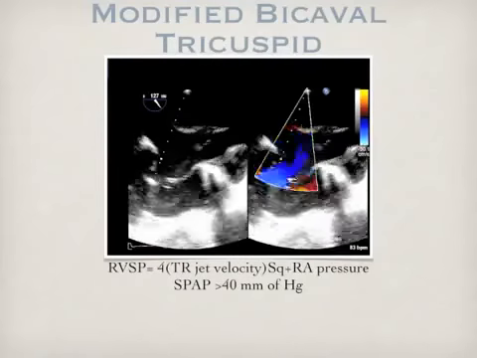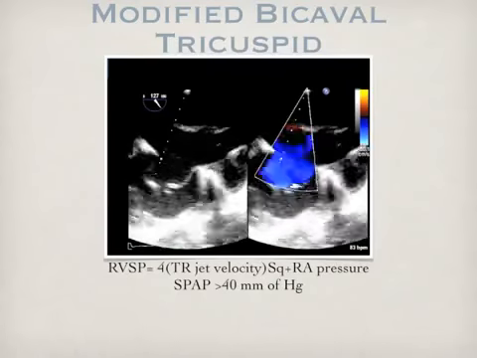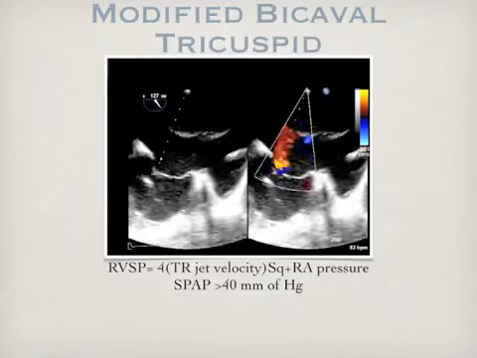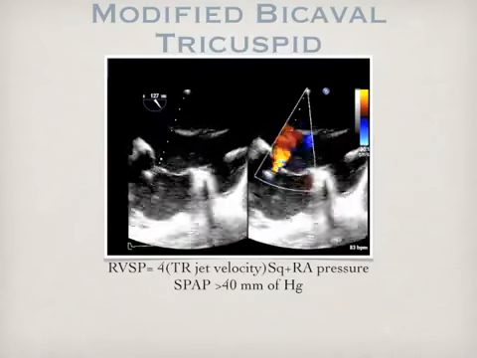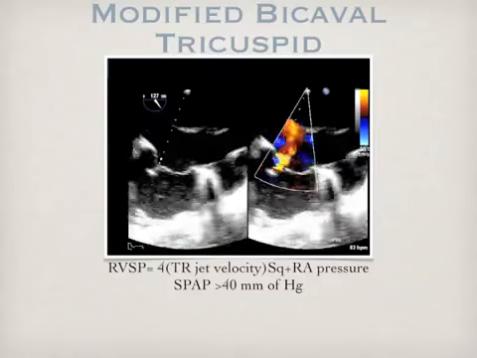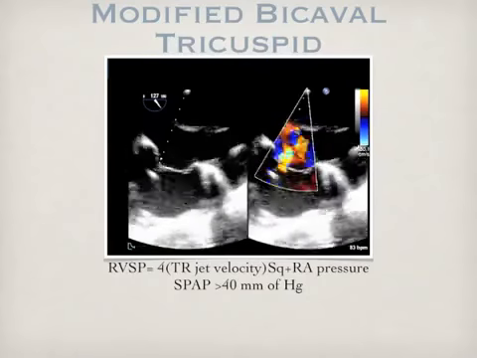Another application of the bicaval view is to use it to focus on the tricuspid valve, which usually appears around 8 o'clock on the screen. In this view, the Doppler beam can be aligned easily through the valve. Color flow assessment can also be completed in this view.